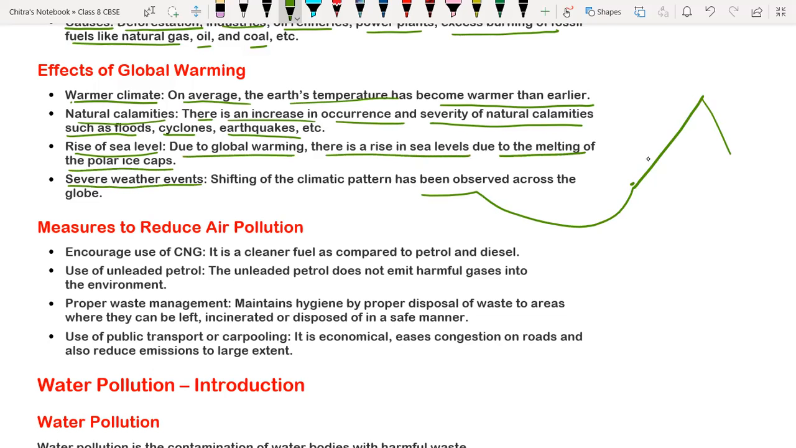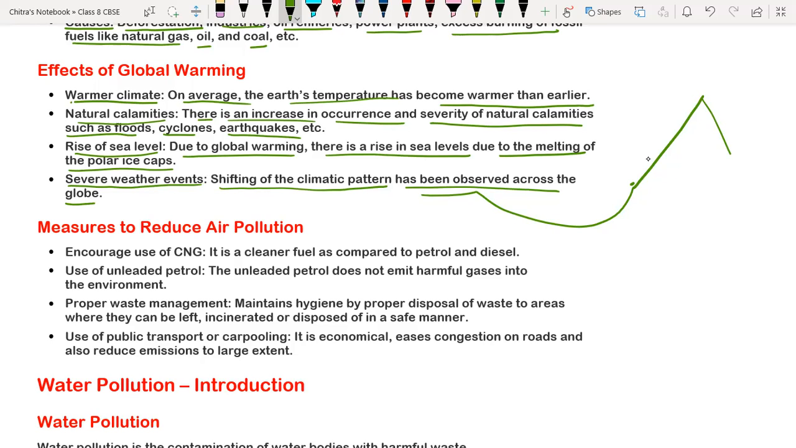Severe weather events like shifting climate patterns will also occur, and adverse changes will be observed across the globe due to global warming. If the temperature of the earth's atmosphere rises, such effects are going to take place in our surroundings, and in that situation, life on earth will be in danger. So these are the pollutants and their adverse effects on our atmosphere.